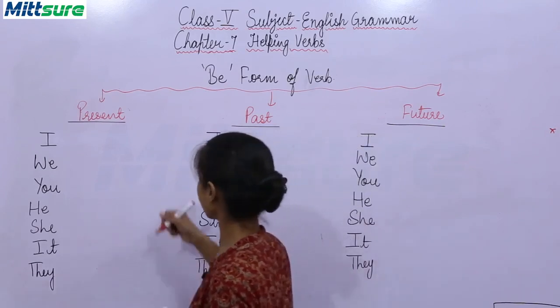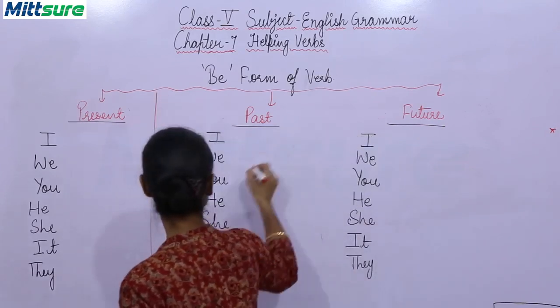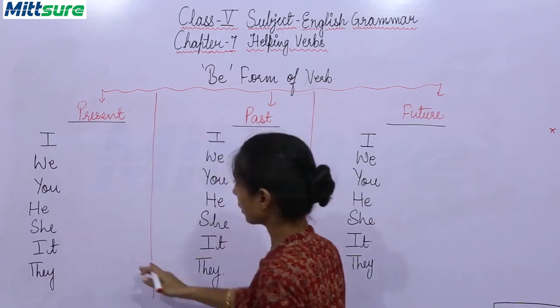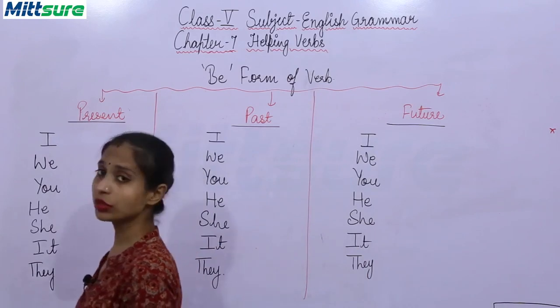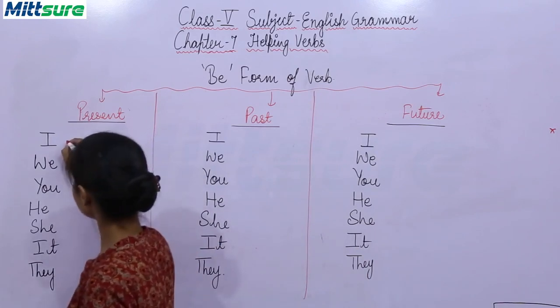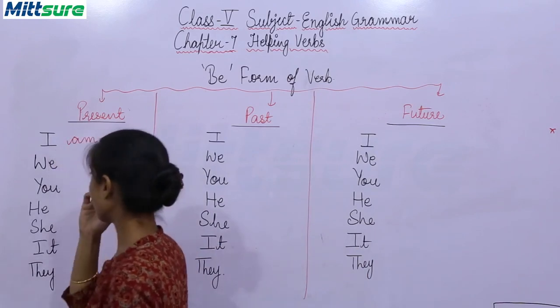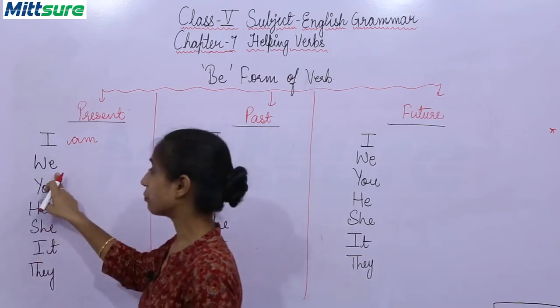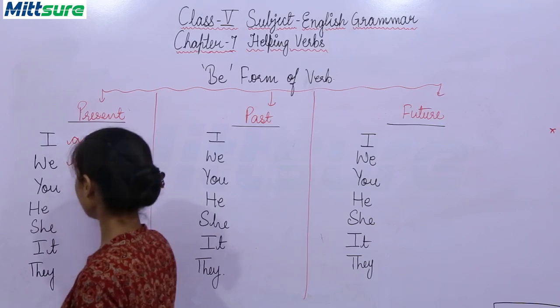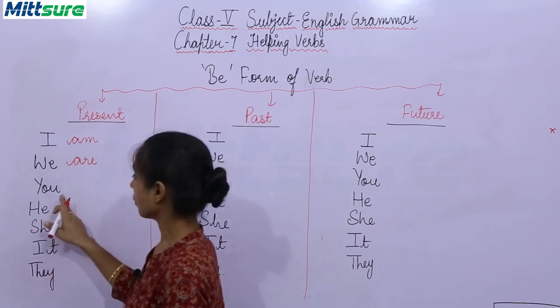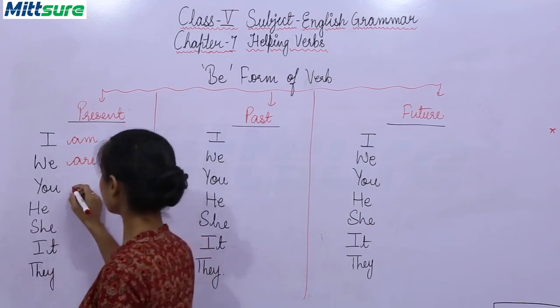So 3 tables you can frame over here. First we will discuss about present tense. With I, children, we use am. I am. With we use are. We are. With you, again we use are.